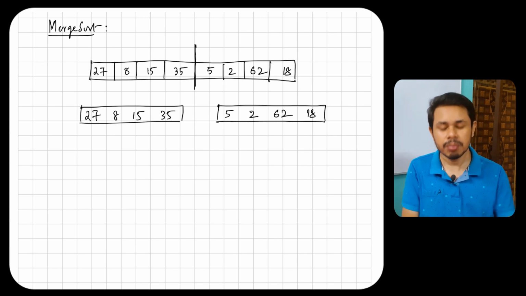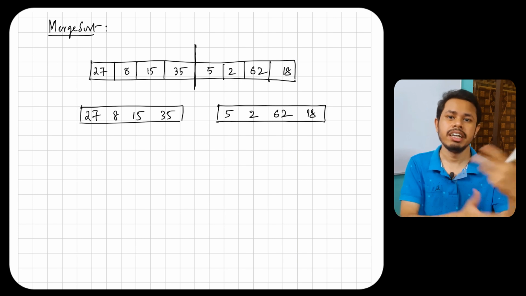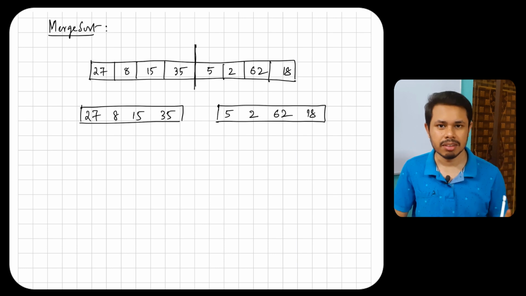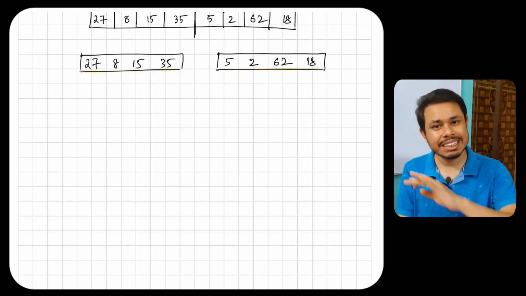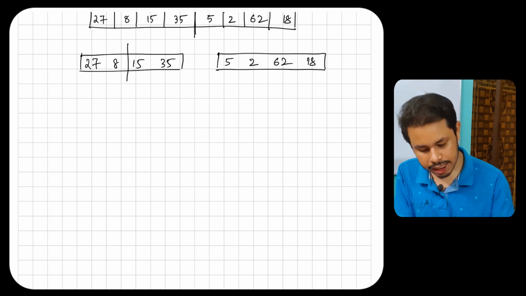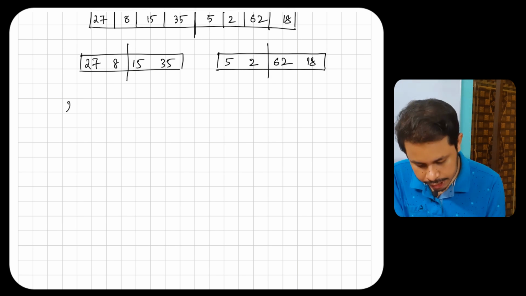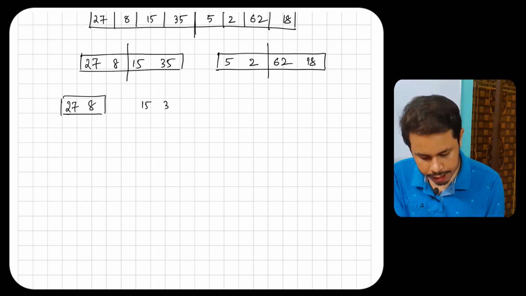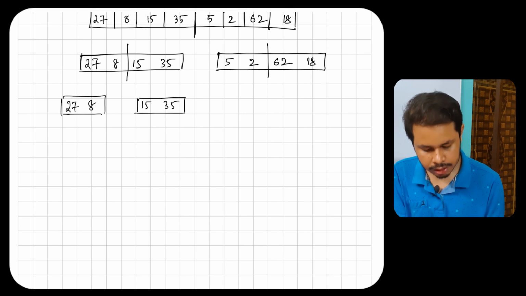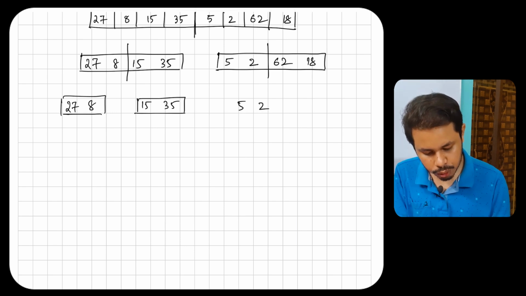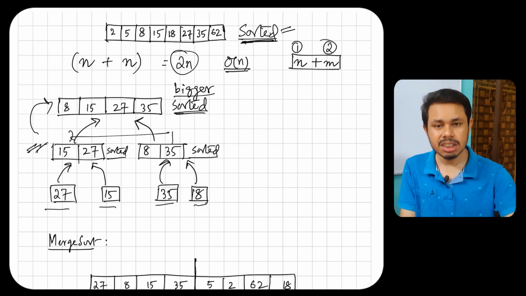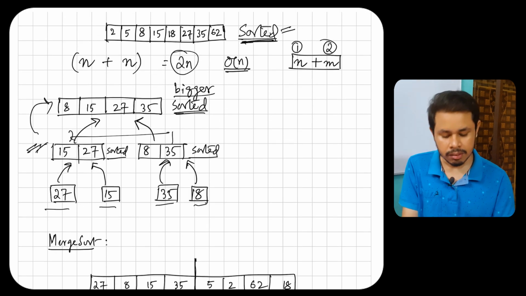It can be equal, it cannot be equal. Like if you have 9 elements, how can you divide it equally? You have to divide into an array having 4 elements, and another array having 5 elements, right? Now we can do the same thing again. We can divide this array as well as this array. So what would this array be? 27 and 8. And the second array would be 15 and 35, right? What would this be? 5 and 2, and 62 and 18.